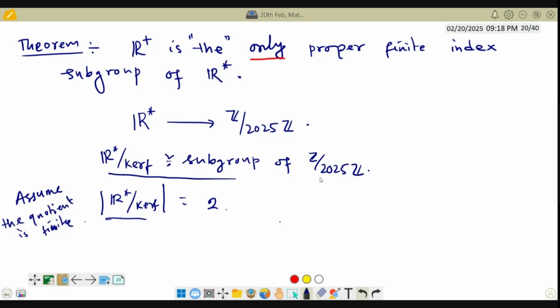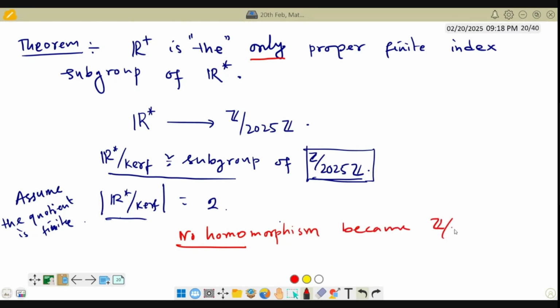Is there any subgroup of order 2? Yes, non-trivial. Whenever I say homomorphism, please treat it as non-trivial. So is there any subgroup of order 2 in Z mod 2025Z? No, sir. So that means no homomorphism, because this group has no subgroup of order 2.